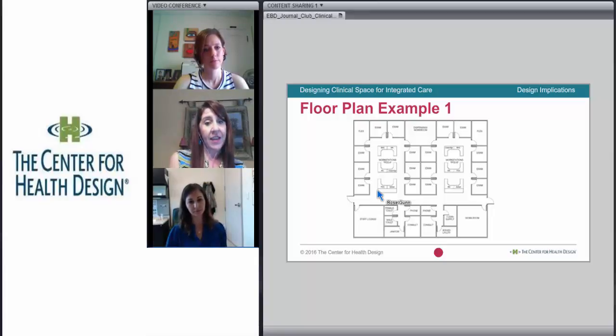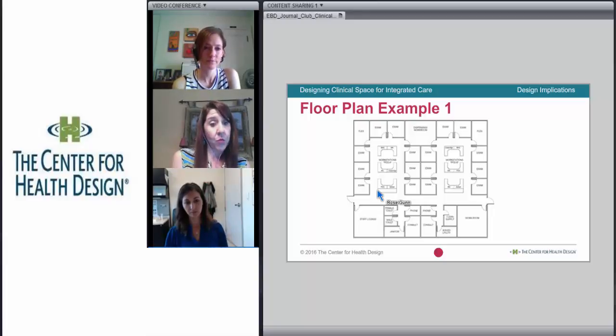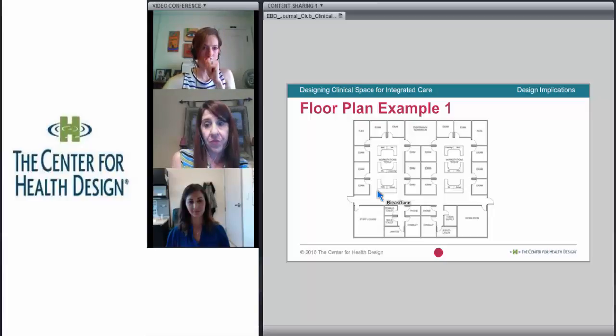And regarding that, someone else had asked how you mitigate sound between these shared spaces and the exam rooms, where other patients might be able to hear. And maybe what we should do is just jump into this first floor plan, and maybe you can address some of the acoustic pros and cons of this as well. But what is this floor plan about here?